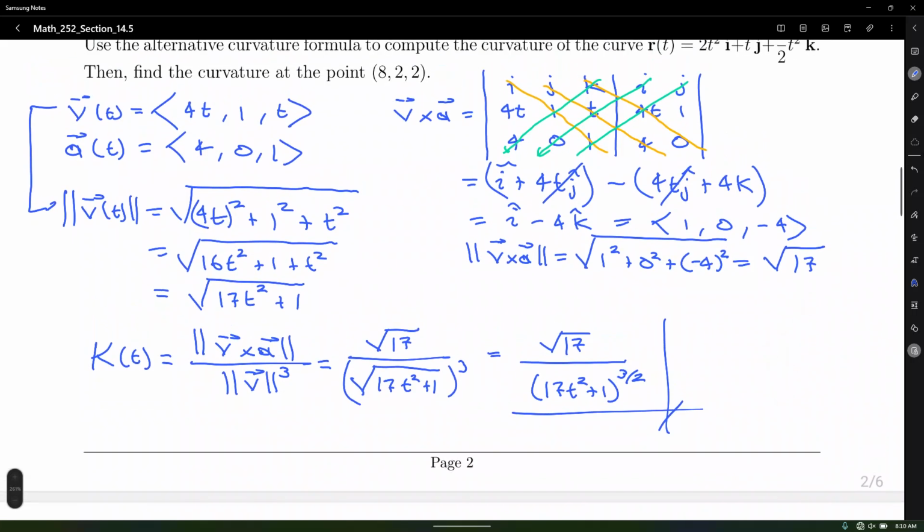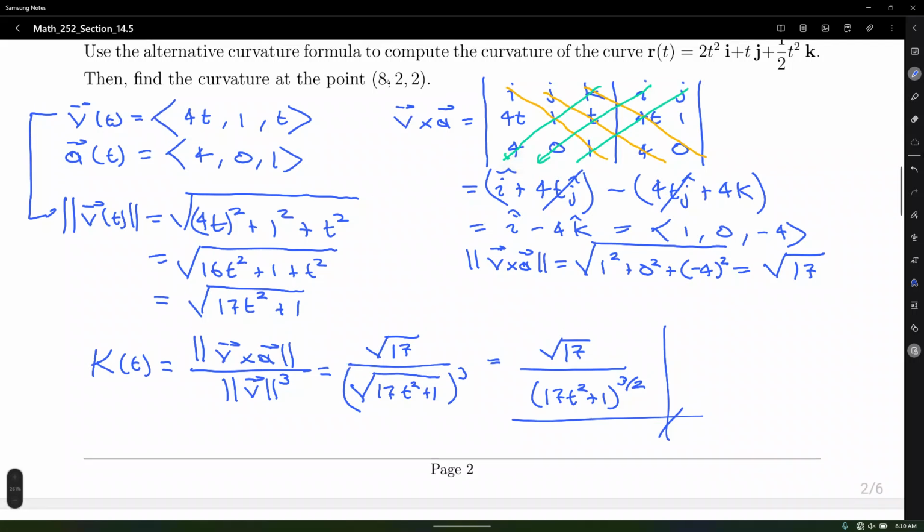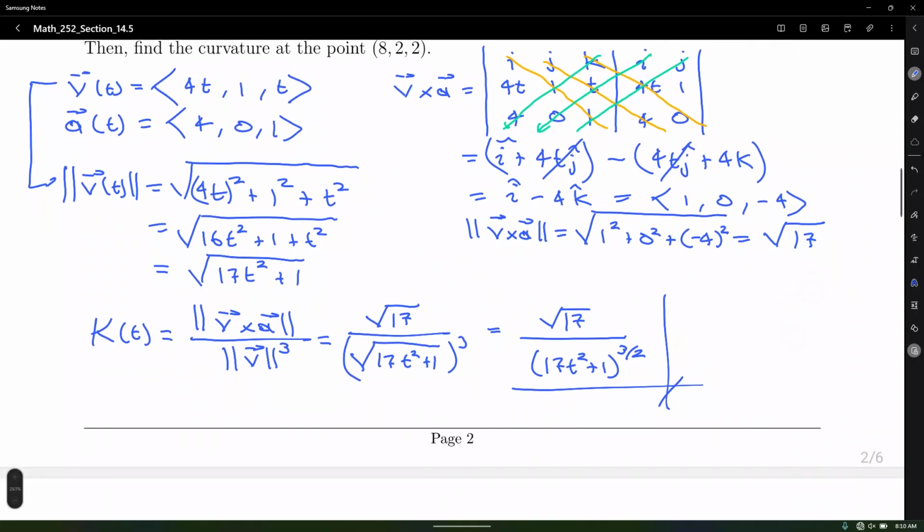There's a part B to this problem. They're asking us to find how fast the curve turns at the point (8, 2, 2). Look at this expression. This is an expression in terms of t, but they're giving us an ordered triple. We're not going to substitute an ordered triple. So first, what we're going to do is find when the particle is at the point (8, 2, 2).